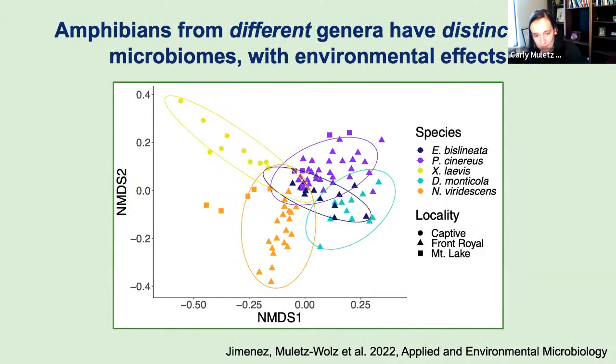Okay, then our next field surveys that we did in 2018, and then started working with the African clawed frog, Xenopus laevis. We found that amphibians from different genera have distinct microbiomes, but there's still environmental effects. So each one of these species were different from one another. But for instance, if we look at the newts that were sampled in Front Royal versus Mountain Lake, there was some shifting of their microbial community.